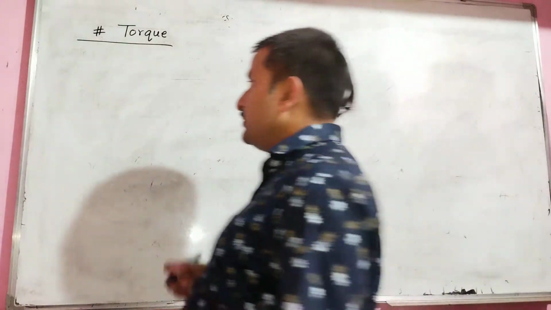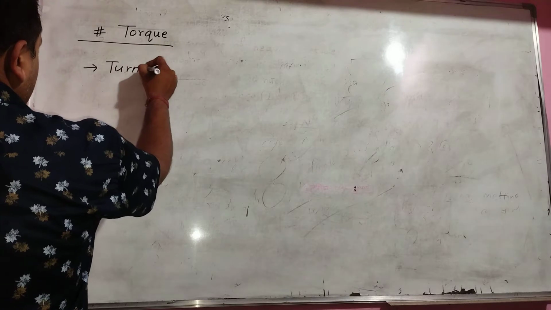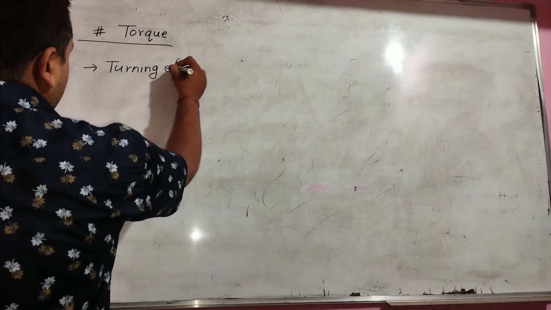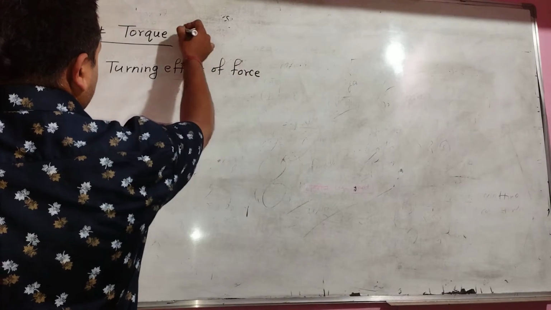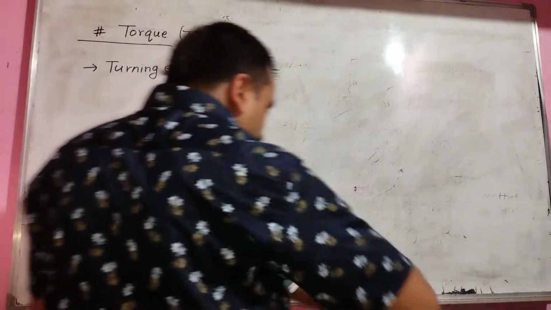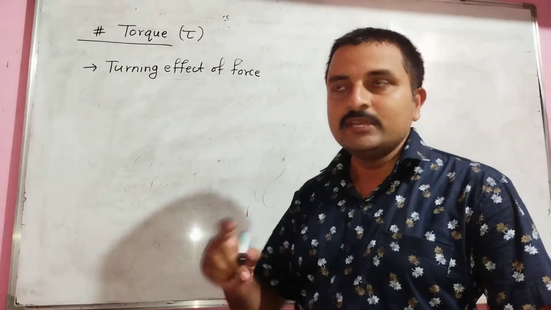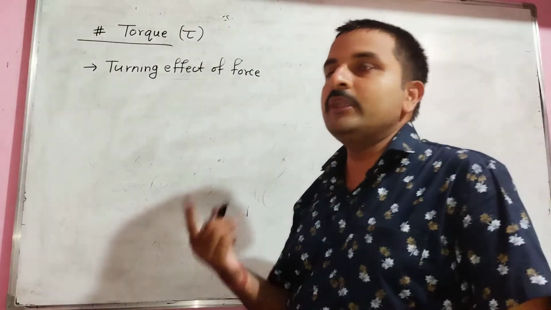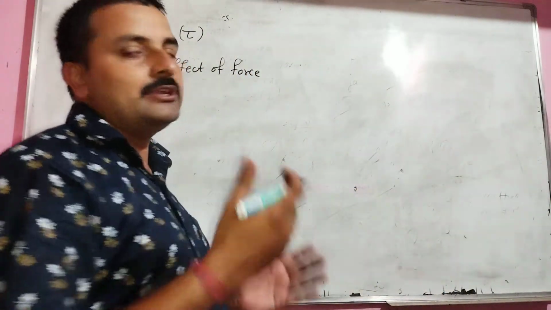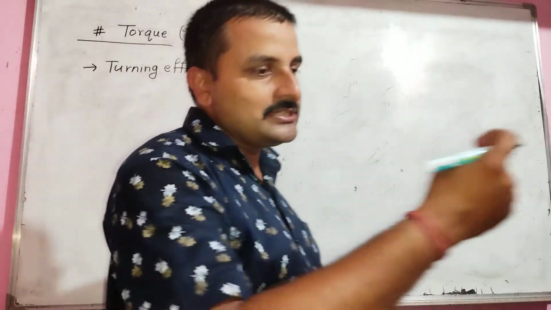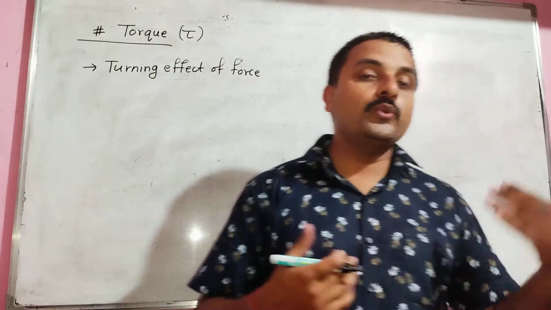In simple words, it is also called the turning effect of force. Basically, it is the force by virtue of which the body will turn, the body will rotate. There can be many examples. For example, we have a door. We apply a force, and by virtue of which the door rotates.